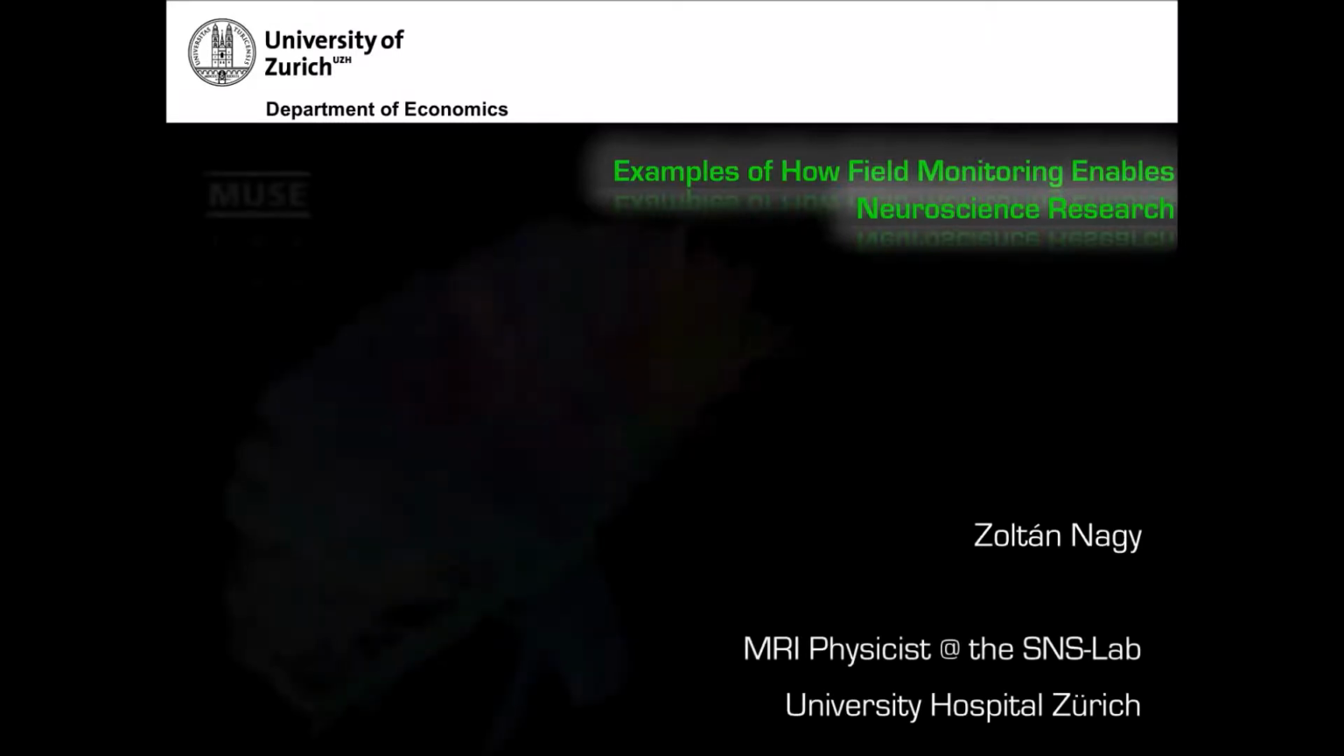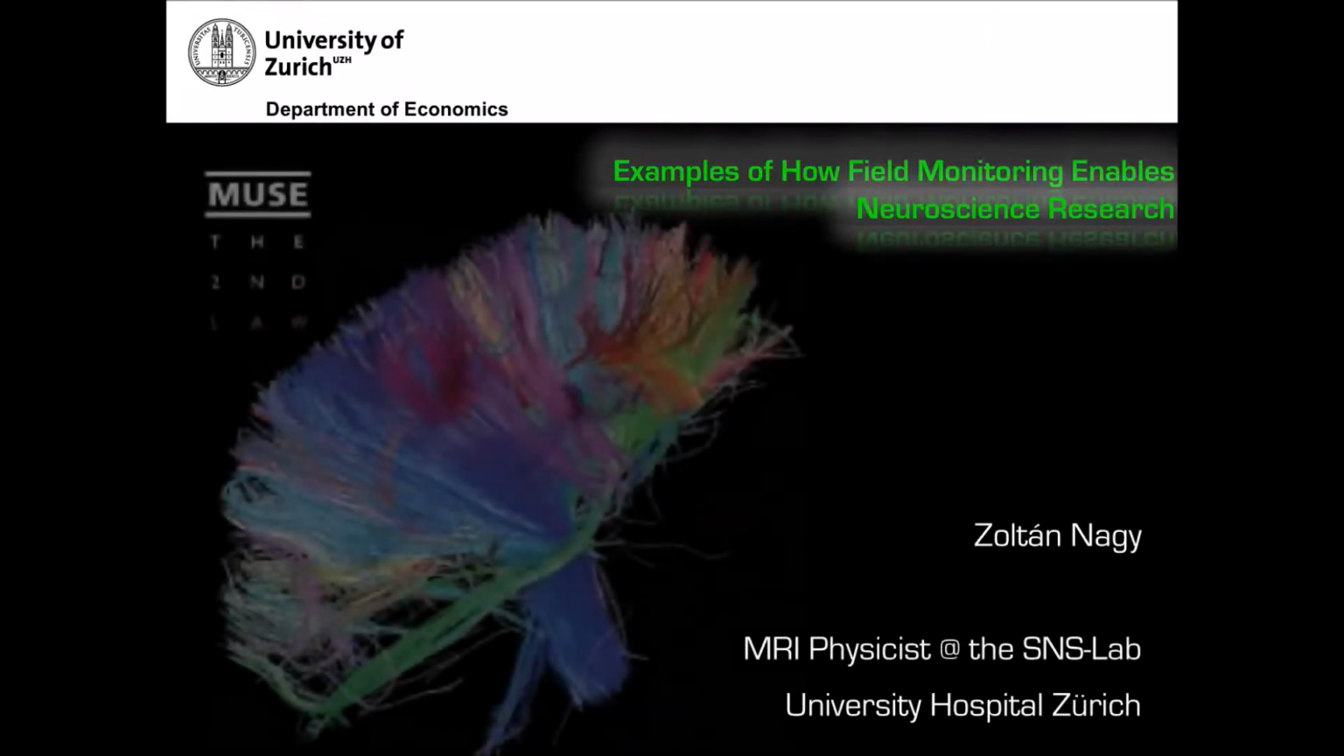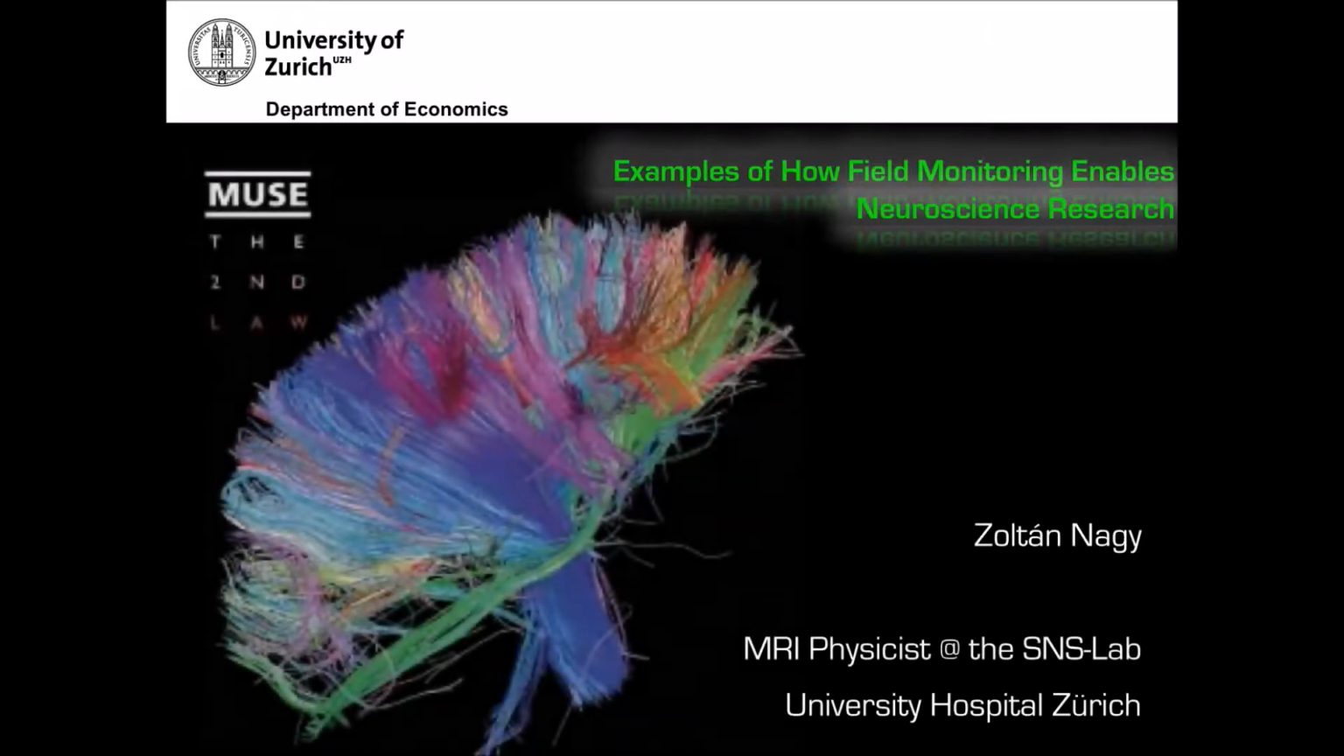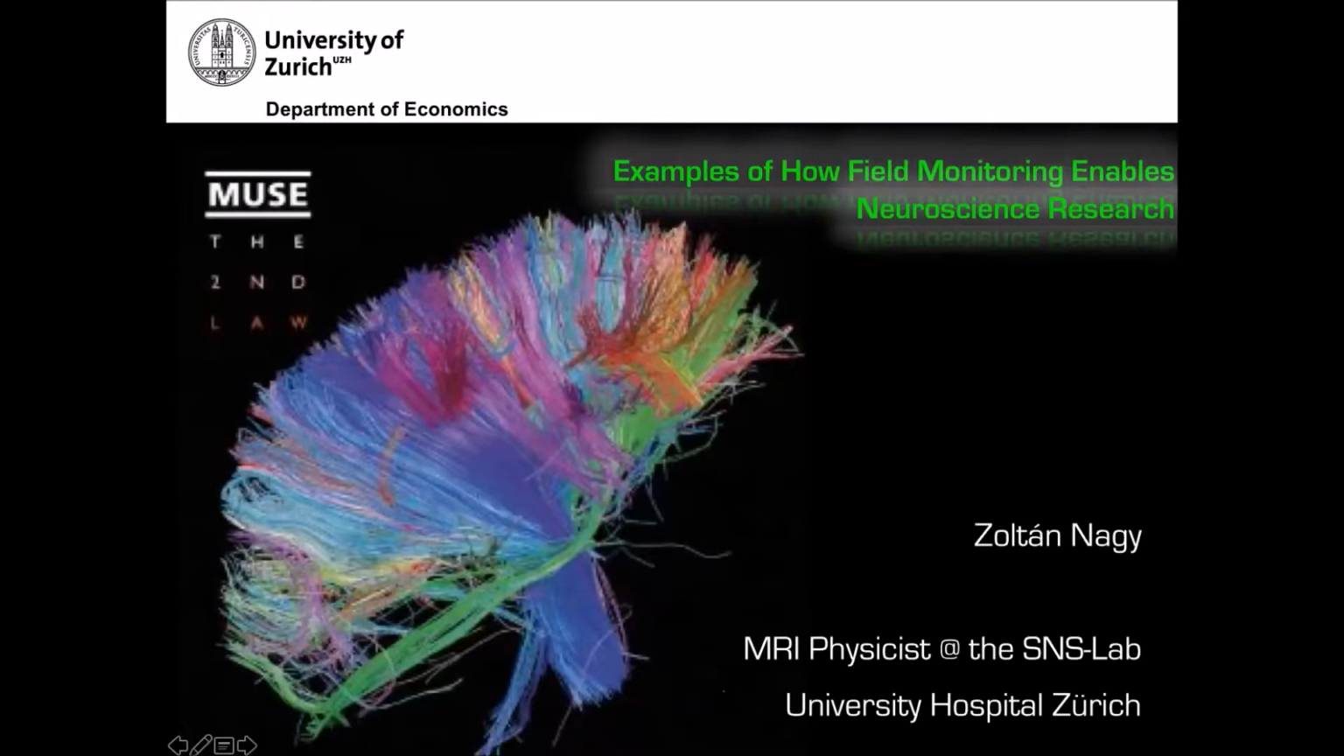So let's start. As Jasmine said, I will present two examples of how we use field monitoring in our lab, or what kind of projects field monitoring enabled us to do. I work at the University of Zurich at the SNS Lab. It's a laboratory for social and neural systems research.